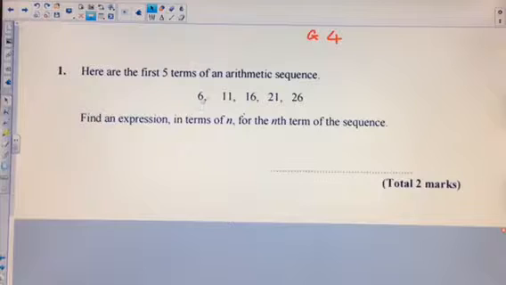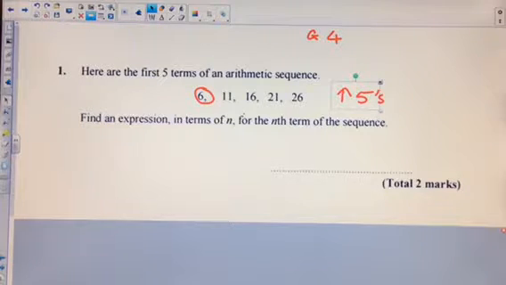My natural sequence should be 1, 2, 3, 4, 5, but this isn't. This goes up in 5s. The 5 times table goes up in 5s. So I can see that this sequence goes up in 5s, and it starts with the number 6. So that's also an important factor to think about. It starts with this number here, 6. My 5 times table should start with 5, but this one starts with 6.